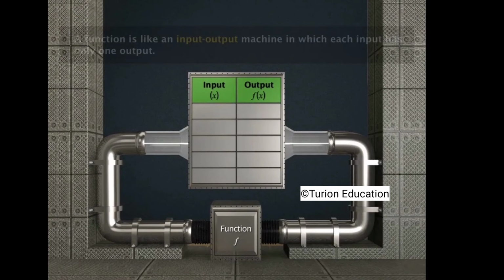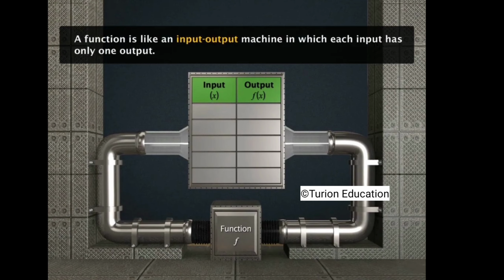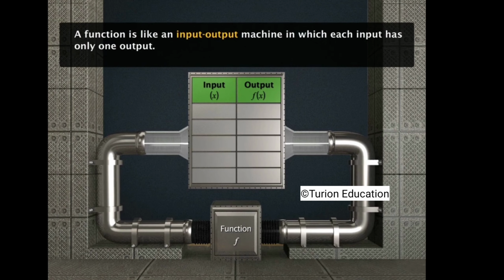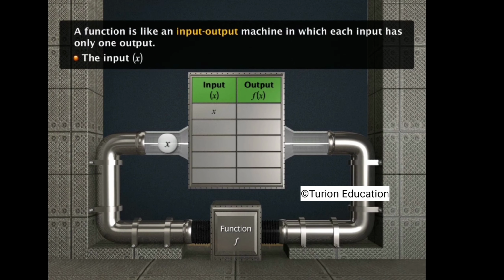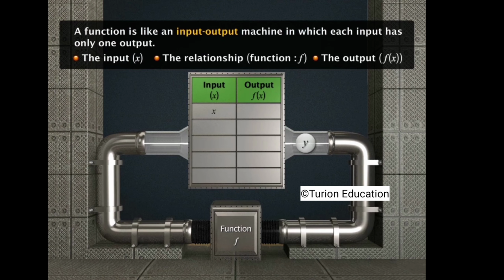If you observe closely, a function is like an input-output machine and each input has only one output. And the output is related somehow to the input. So in a function, if you input a value of x that belongs to set A, the relationship, that is, the function, outputs a unique value of y in set B that is related to the element x.